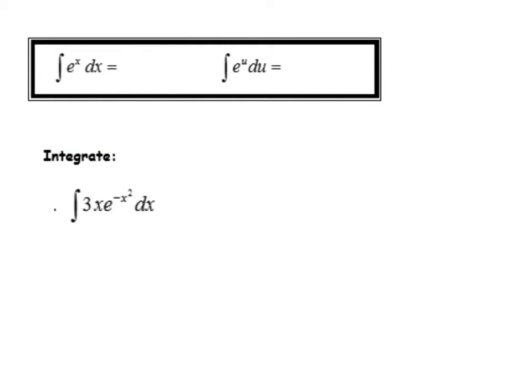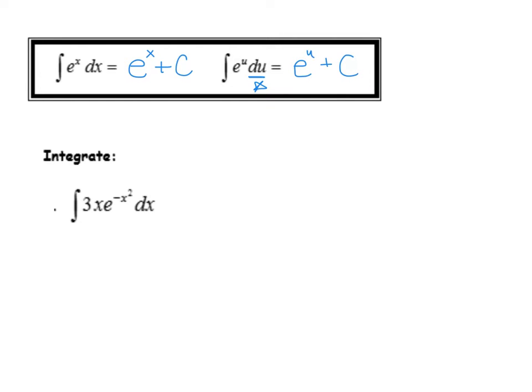Okay, so when we take the integral of e to the x dx, remember that the derivative of e to the x is also e to the x. So once again the integral is also going to be e to the x plus c. Now if this exponent is a u, then e to the u du, if the u is something other than just x, would be e to the u plus c. Now, keep in mind, I'm going to put a little star here because the du has to be satisfied. Remember u substitution, the du has to be satisfied before you can integrate.